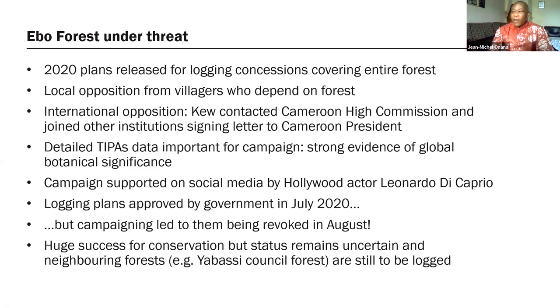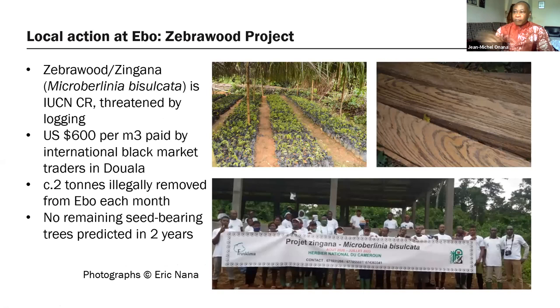But already we have local action at Ebo, like this zebrawood project. It's a 3-year project targeting livelihood and conservation. The context or justification is that zebrawood, or Zingana, which is the trade name, is an IUCN critically endangered species threatened by logging.